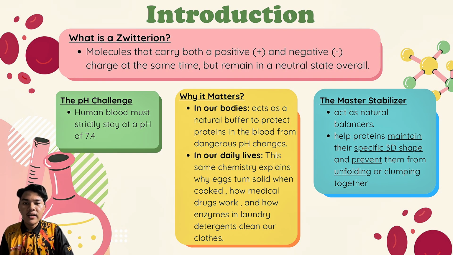In our body, things are very highly sensitive to pH. Human blood, for example, must strictly stay at a pH of exactly 7.4. Zwitterions step in as master stabilizers to make this happen. They serve as a natural buffer in our bodies, protecting blood proteins from dangerous pH swings. They help proteins maintain their very specific 3D shapes, actively preventing them from unfolding or clumping together.